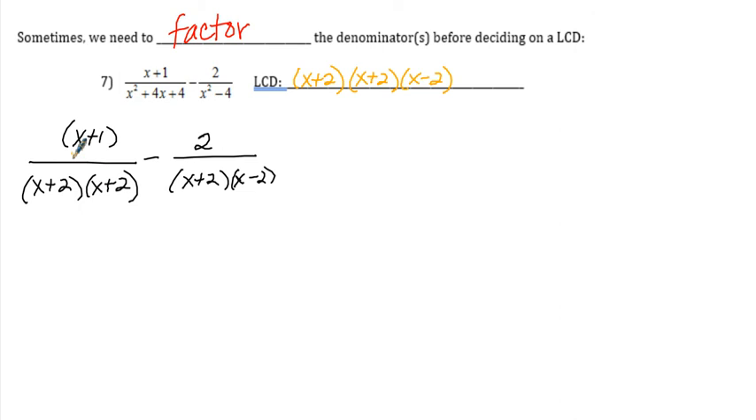This fraction has 2 of the x plus 2's, but it's missing the x minus 2. This fraction has 1 of the x plus 2's and the x minus 2, so it's just missing the x plus 2. Okay, so hopefully that was pretty easy to see. So let's get these guys up to speed here. Let's get this guy his missing x plus 2. And let's get this guy his missing x minus 2.